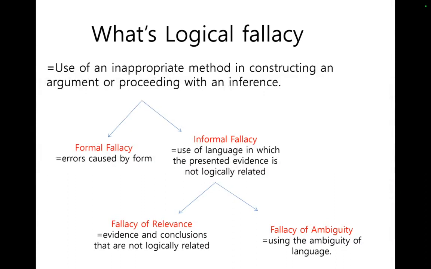Informal fallacy again is divided into two, one for relevance and one for ambiguity. A fallacy of relevance is an error that connects evidence and conclusions that are not logically related to each other as if they are related. The fallacy of ambiguity is, to put it simply, the fallacy of using the ambiguity of language.